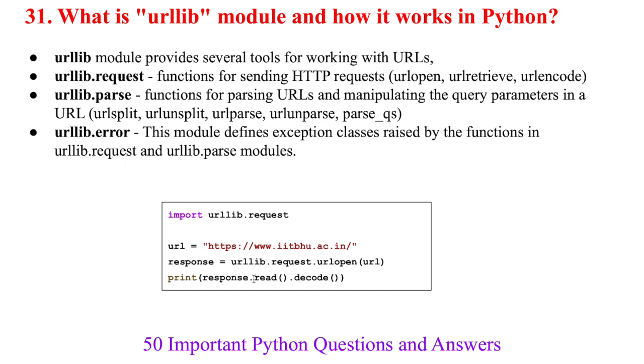So here in this program, we can say that the urllib.request module is used to send an HTTP request to the specific URL, iitbhu.ac.in, using the urlopen function. The response object returned by urlopen is then read using the read method and decoded using the decode method to get the HTML contents of the web page. And finally, the HTML content is printed to the console using the print function in this program.